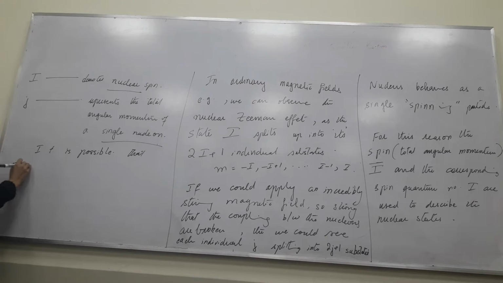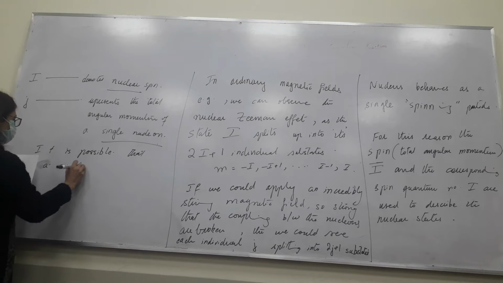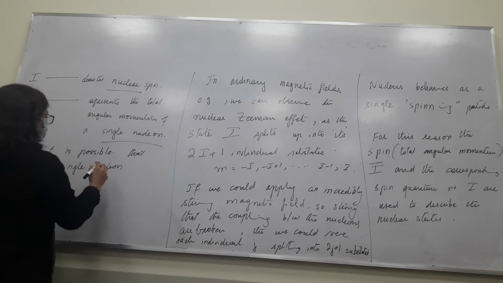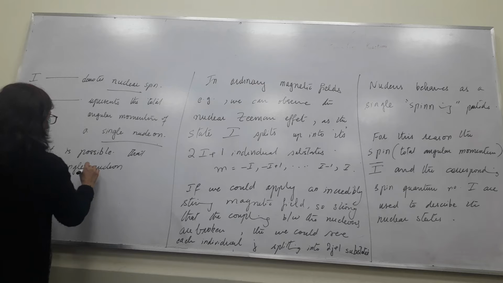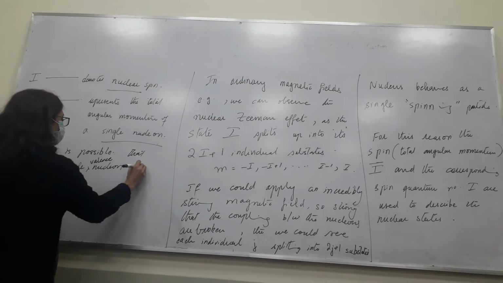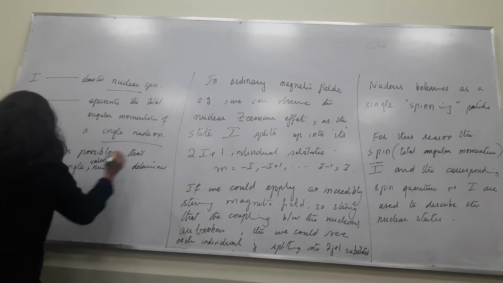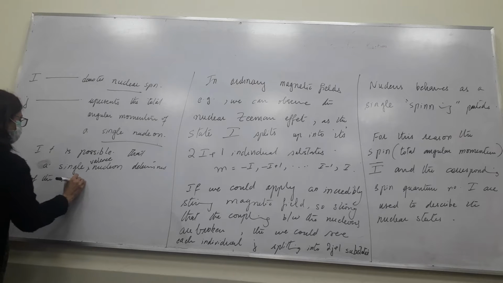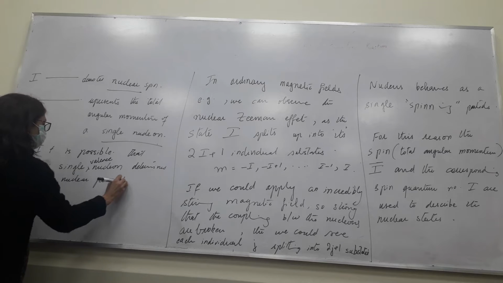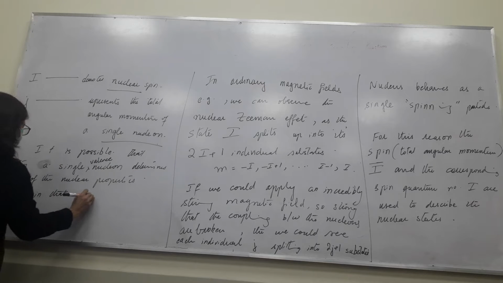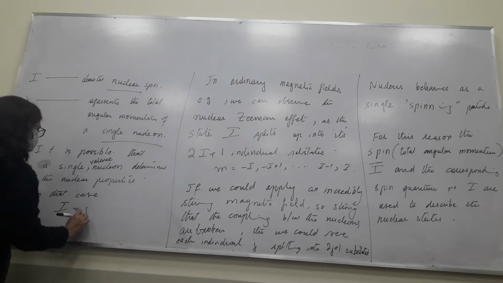Often a single nucleon, or single valence nucleon, determines all of the nuclear properties. In that case, we can say that I will be equal to J.